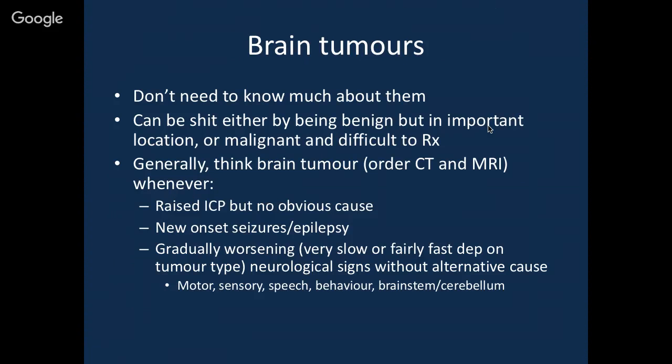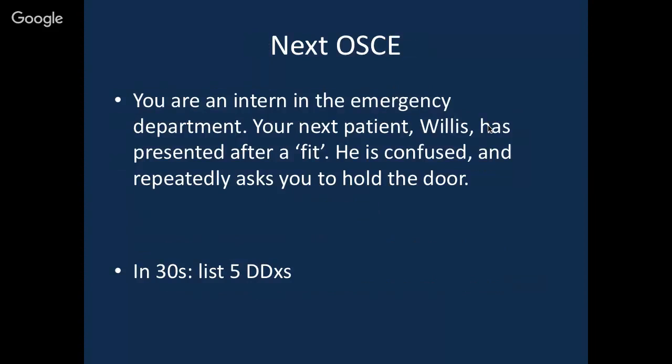Okay, so you don't need to know much about tumors. What I would think you should know is that raised intracranial pressure should point to a brain tumor. New onset seizures or epilepsy must always rule out brain tumor. Gradually worsening neurological signs without any better alternative cause, so say a stroke, so really sudden onset vascular risk factors. Worsening neurology, any of these kinds of things, you should be thinking brain tumor. Order a CT and then maybe an MRI as well. CT's first line.